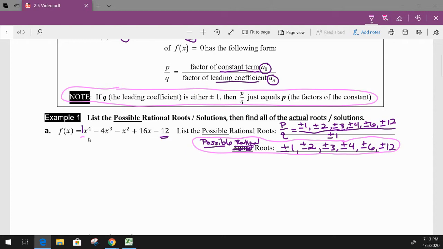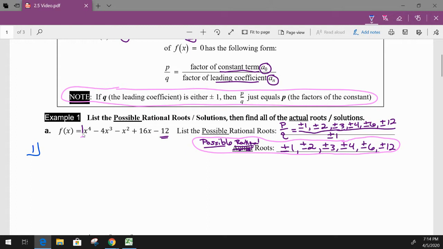So we are going to use synthetic division because we need the polynomial that we get after we divide also. So we're going to start out with positive one. So we want to know, is one a solution to this polynomial? So we basically want to know what values of x will make this polynomial equal to zero.